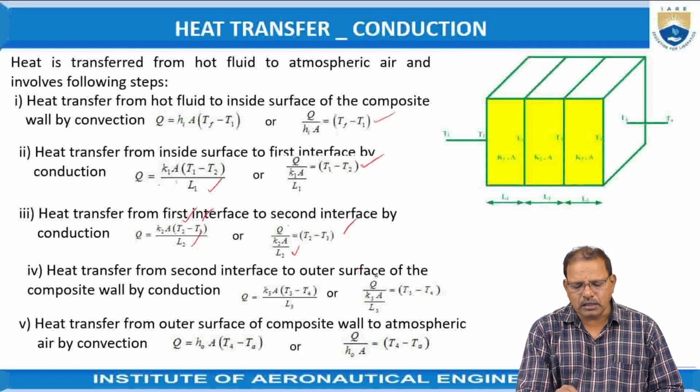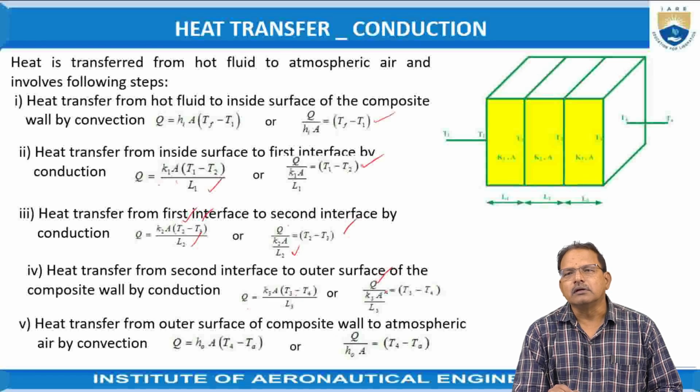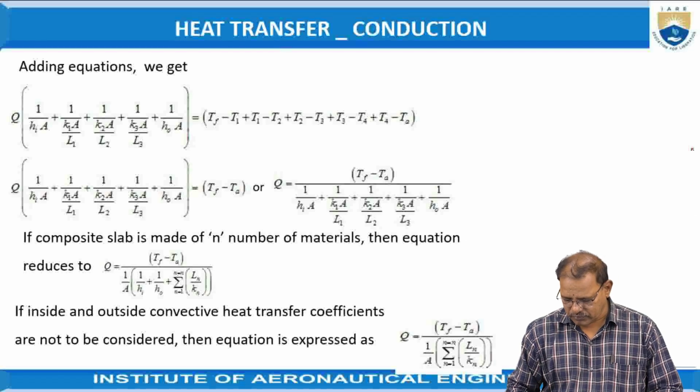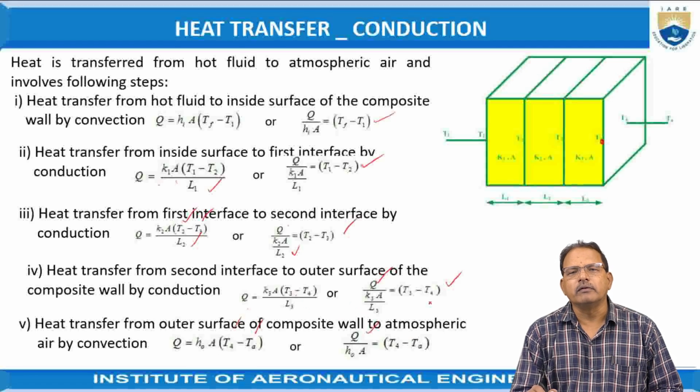Heat transfer from the second interface to the outer surface of the composite wall is given by Q is equal to K3 into A into T3 minus T4 divided by L3. It can be written as Q divided by K3 A divided by L3 equal to T3 minus T4. From the outer surface to the atmospheric air, it is given by Q is equal to H0 A into T4 minus Ta. It can be written as Q divided by H0 A is equal to T4 minus Ta.